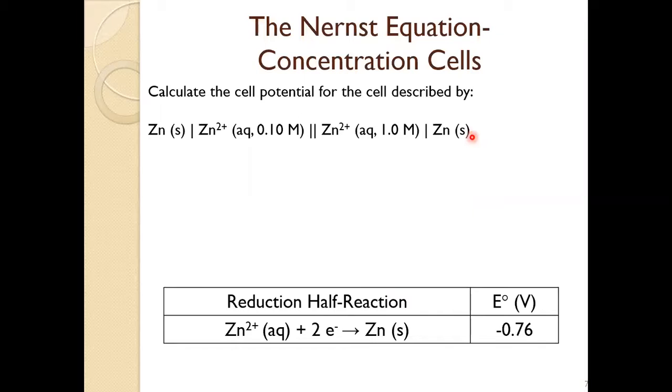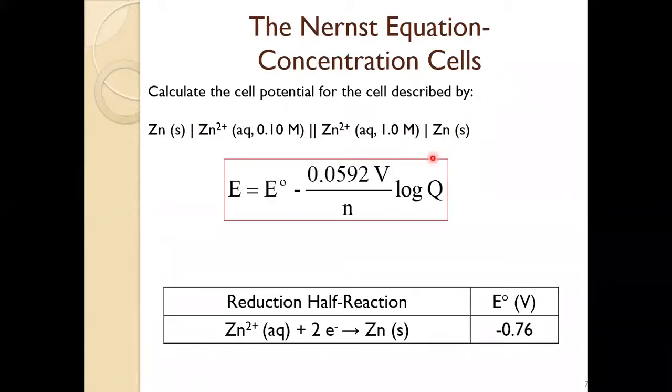An interesting application of the Nernst equation is that it allows us to calculate and predict the cell potential for what are called concentration cells, where it's a galvanic cell where both electrodes have exactly the same identity. So for example, in this case, we have zinc as the electrode on the anode side, as well as zinc as the electrode on the cathode side. And we can calculate under these conditions what the cell potential should be, using our Nernst equation.